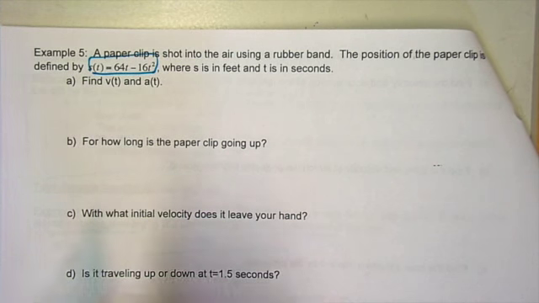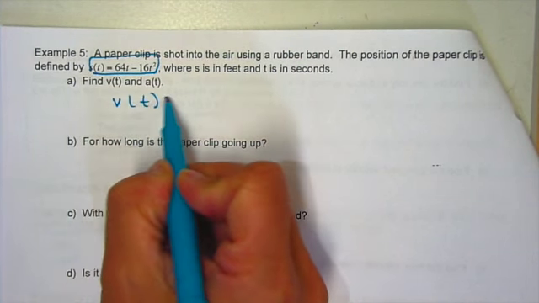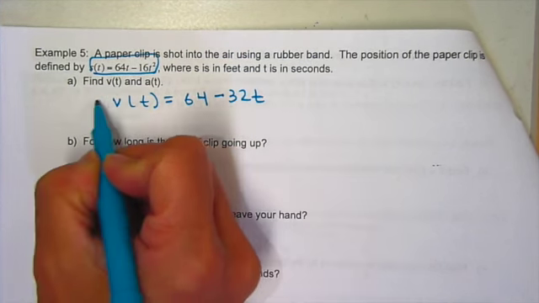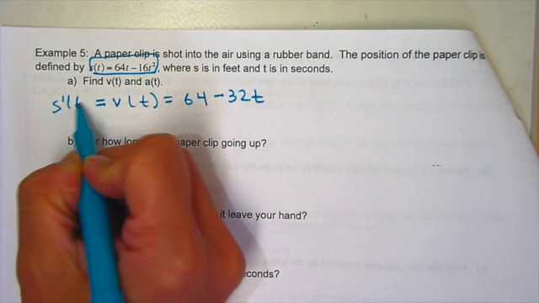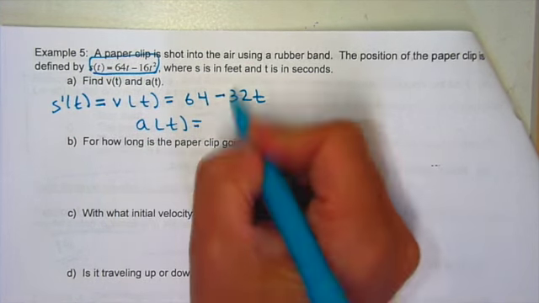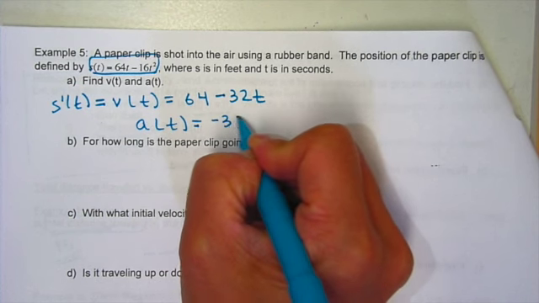Okay, I want the velocity function and the acceleration. So velocity is just the first derivative. You can label it v of t, which is the same as s prime of t. And acceleration is just the derivative of the velocity function, which in this case is negative 32.